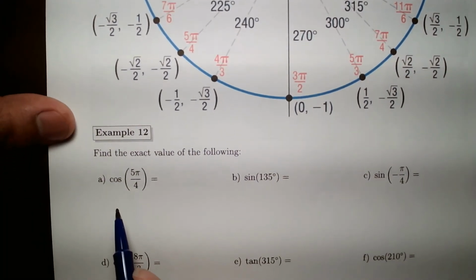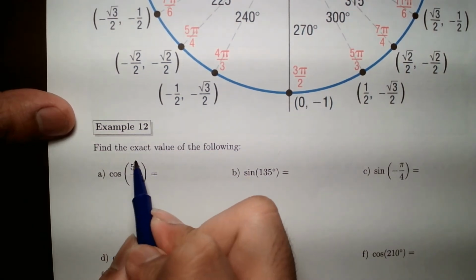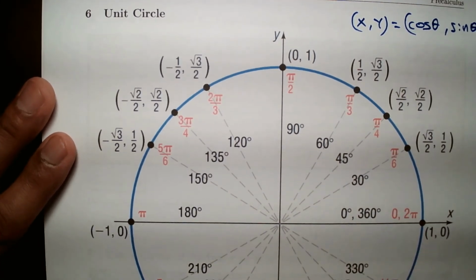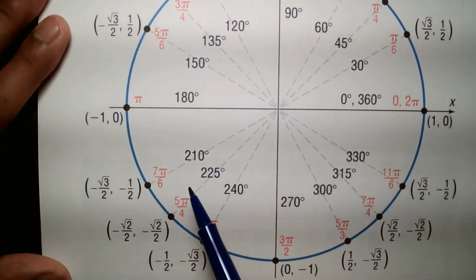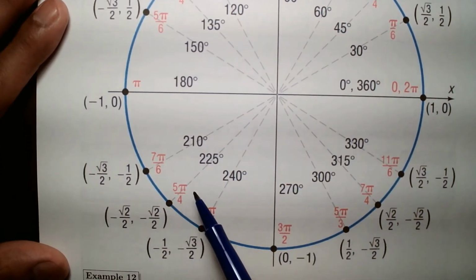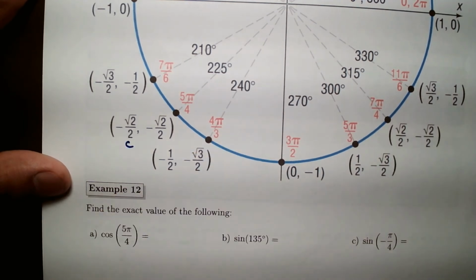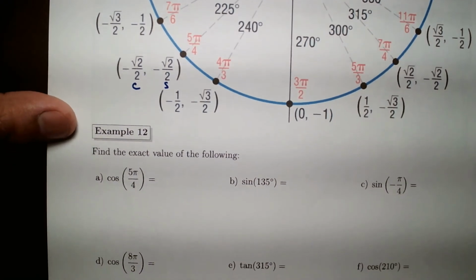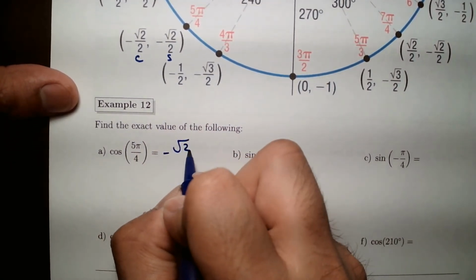Cosine of 5 pi over 4. Okay, 5 pi over 4, where is it? They're asking us for cosine. Keep in mind that that's the x-coordinate, and the y-coordinate is sine. So cosine of 5 pi over 4, that's negative root of 2 over 2.